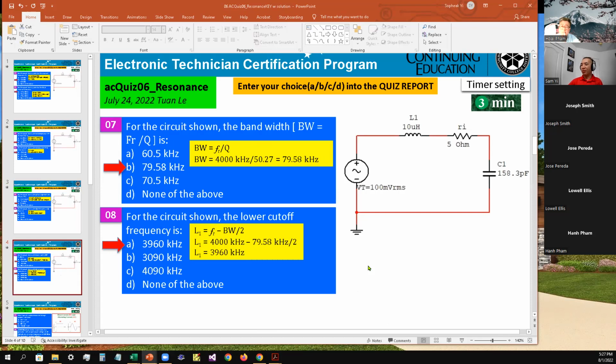If anybody has questions, just go ahead and bring it up. If not, I'll go ahead and go forward so we can get this one done quickly.